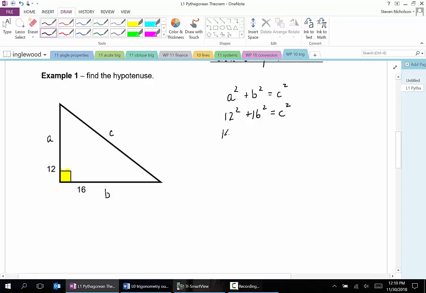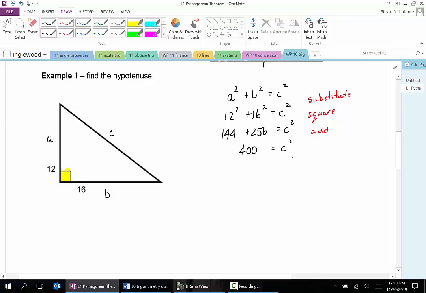12 squared is 144, 16 squared is 256, and that's equal to c squared. So again, I'm going to write this down. After we substitute into the proper place, we are going to square the numbers, and we're always going to do this. And then we're going to add the numbers. So when we see a problem like this, this is what we're always going to do. And we get c squared is equal to 400.